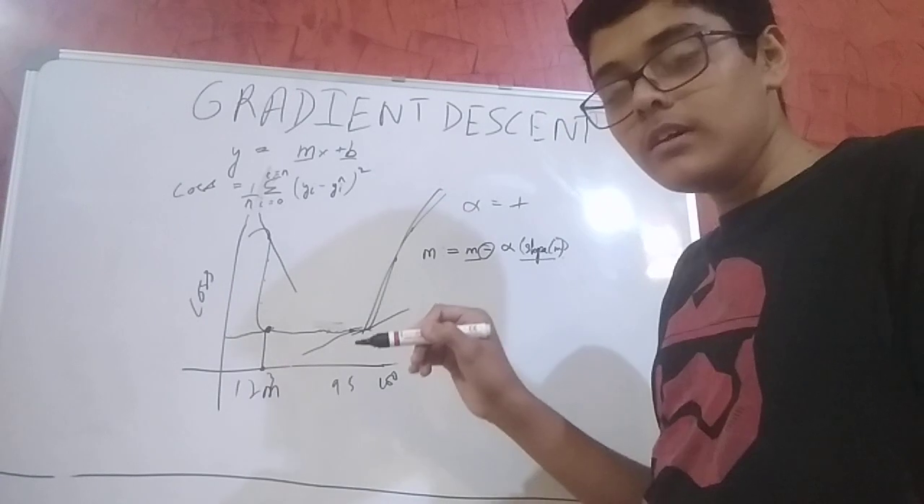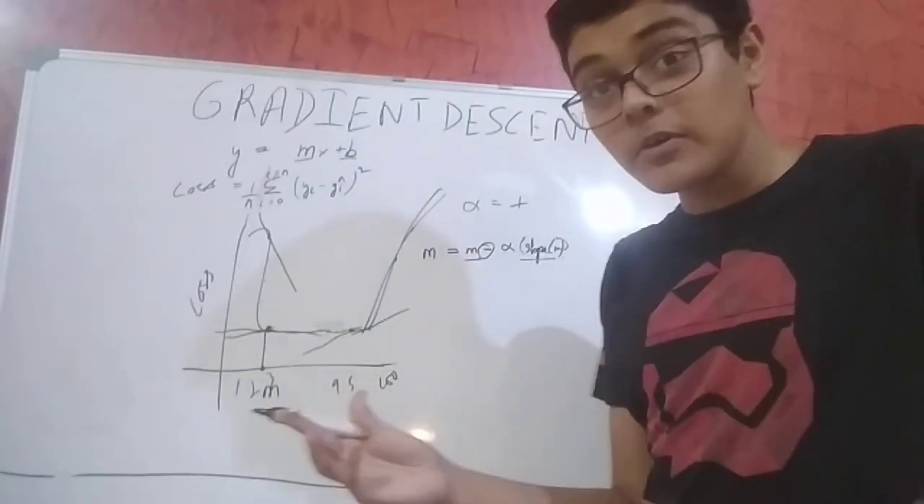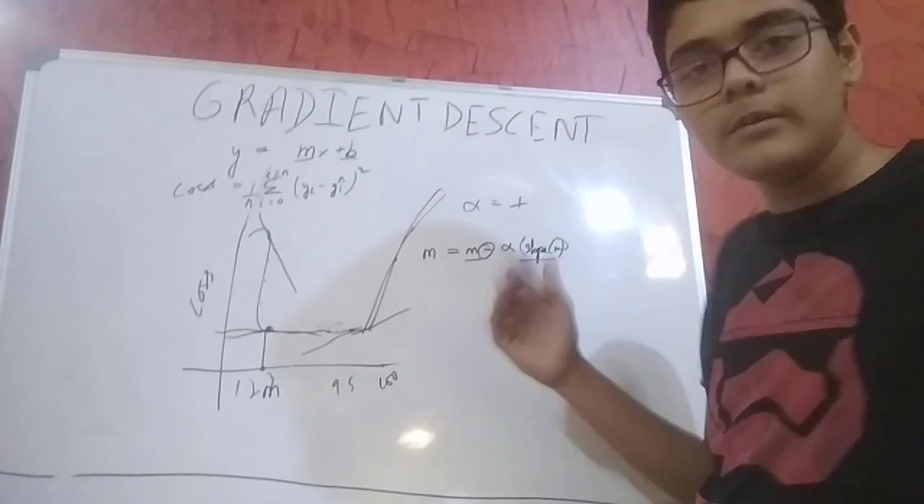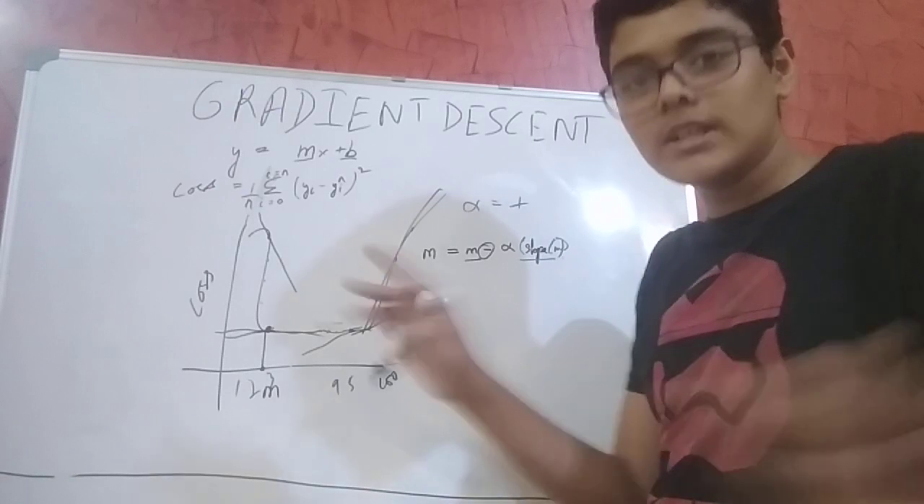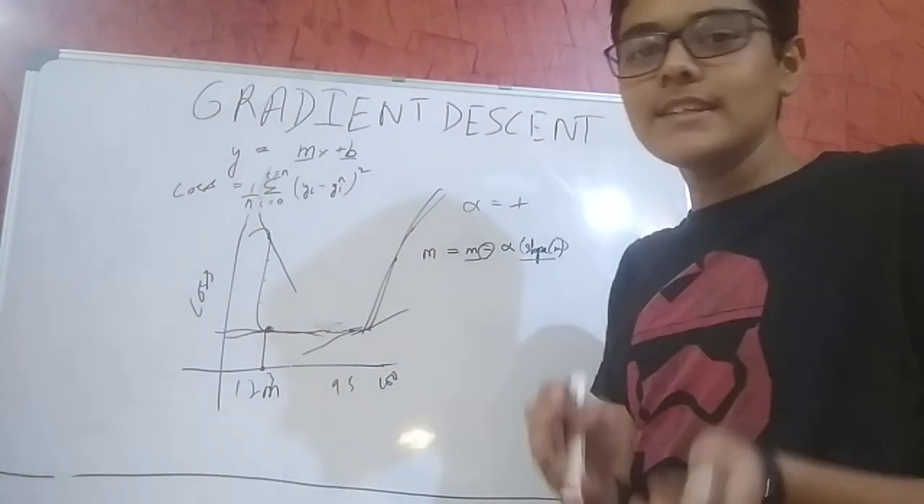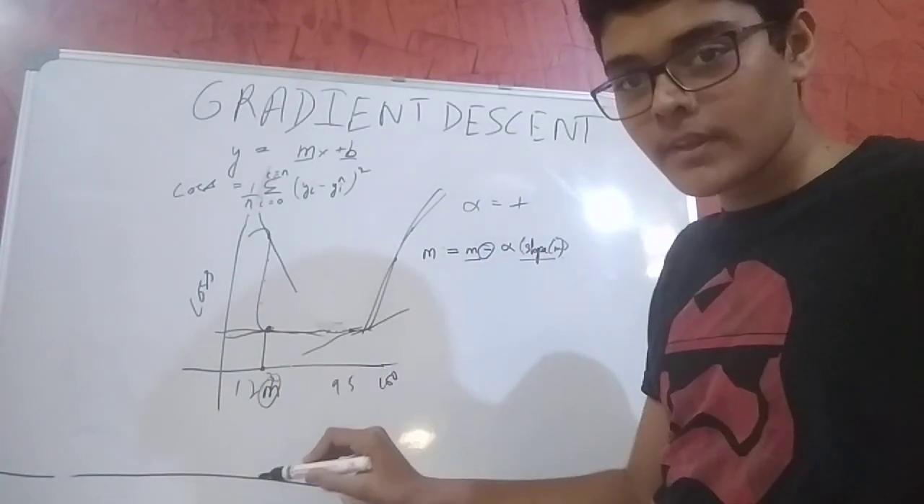At the local minima, what's going to be the gradient? It's going to be 0. So this whole term will just cancel out. You will get M equals M minus 0, which is M. So you are not updating any further after you've reached your local minima. So that is gradient descent for optimizing M.